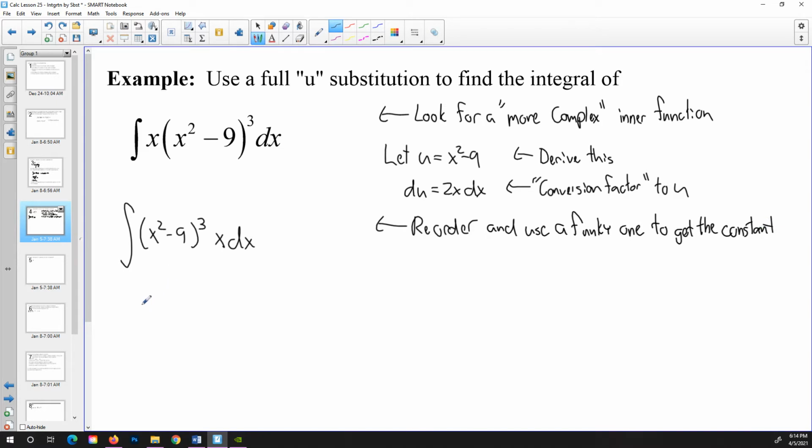And so here's what I'm going to do. I'm going to put a 1/2 out here, and I'm going to put a 2 in there. Now, 1/2 times 2, that's a 1. And so I am not changing this function, because when you multiply a function by 1, you get the same function. I'm just putting it in a way so that I can do my substitution.